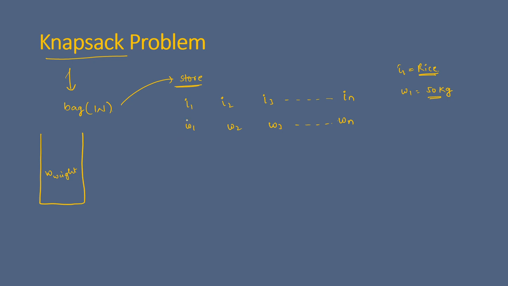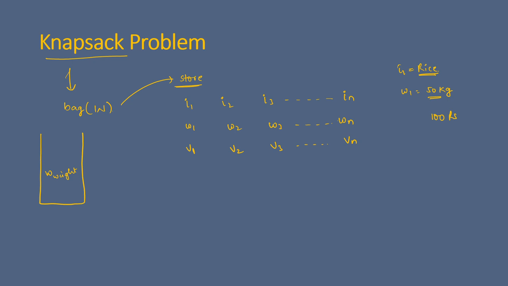Next, if I purchase I1, the total W1 weight, I will get the value V1. That means if I purchase these 50 units of rice, I am going to get a value of 100 rupees, or pounds, you can take anything. Like that, its value is V2, V3, and we have Vn values.